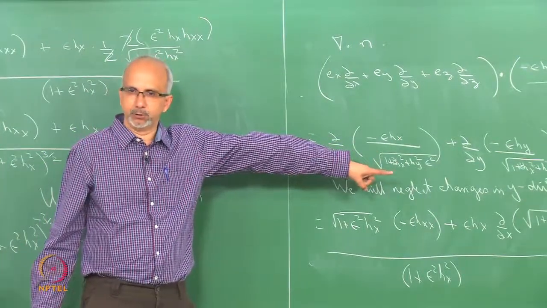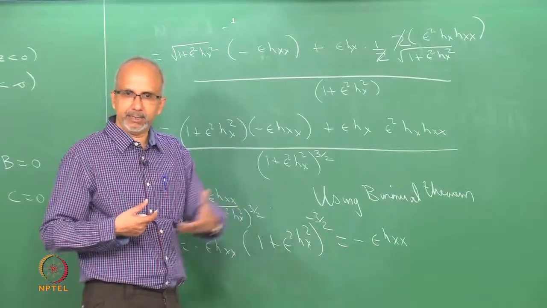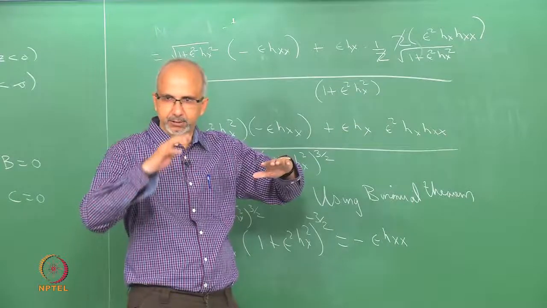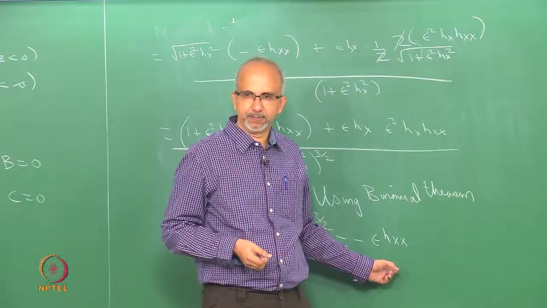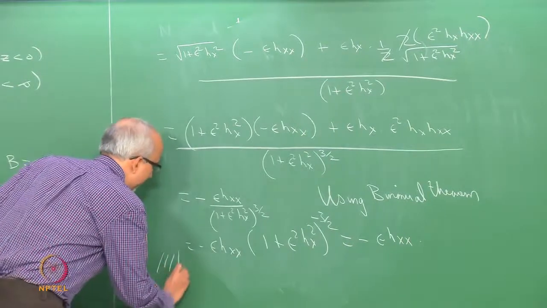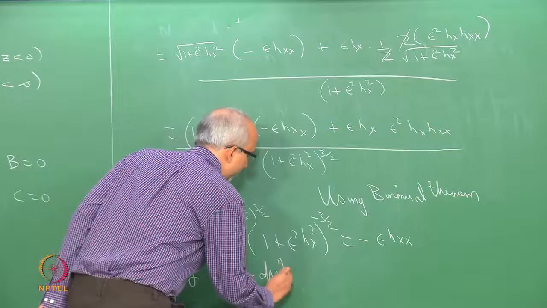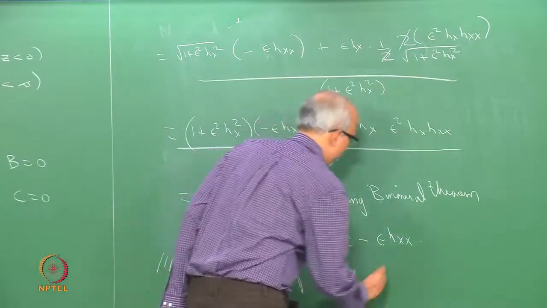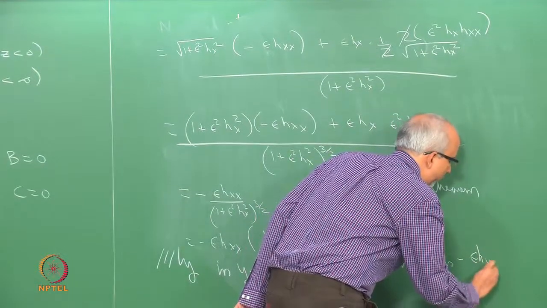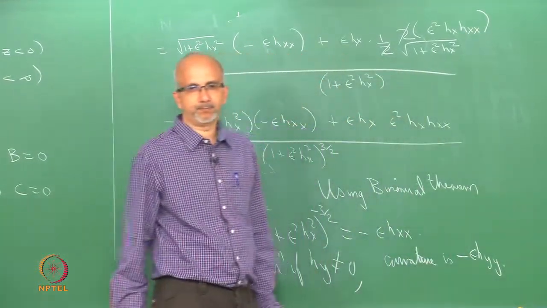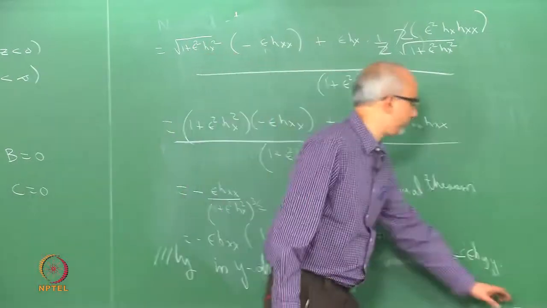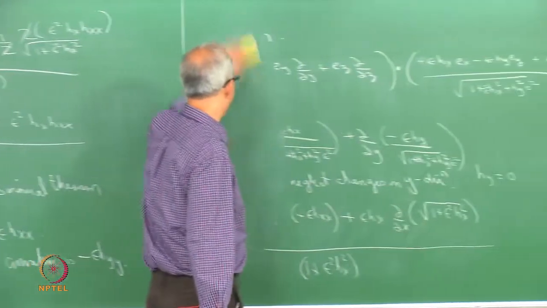If you now retain hy also, you would get a minus epsilon hyy, the curvature in the other direction. Right now I have assumed no changes in the y direction, things are flat in the y direction, changes only in the x direction. So changes only in the x direction give me this as the curvature. Changes in the y direction will give me analogously minus epsilon hyy. So that was the idea. Similarly, in the y direction, if hy is not equal to 0, we get the curvature is minus epsilon hyy. So that is my del dot n term at order epsilon, and now I can go and write the boundary condition.